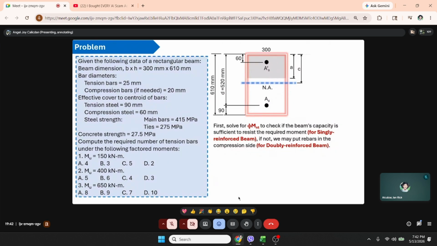First, solve for phi MnT to check if the beam's capacity is sufficient to resist the required moment for singly reinforced beam. If not, we may put rebars in the compression side for doubly reinforced beam. So again, solve for phi MnT, and if malapas siya, doubly reinforced, and if equal or less than lang, singly reinforced.